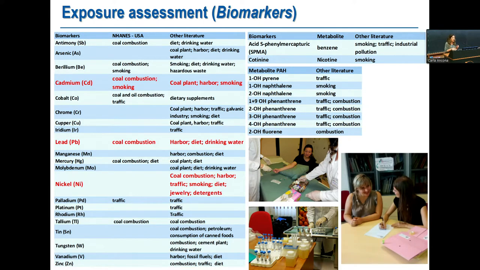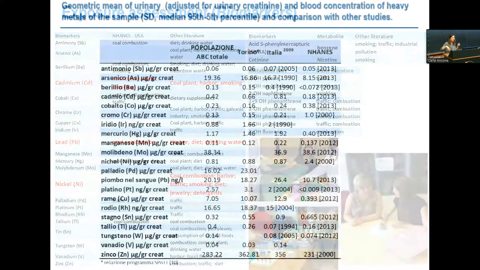I just want to discuss, almost finished, the metals. For example, cadmium, lead, and nickel, their toxicity is well known. We know that they can cause damage. They are related to coal combustion, to smoking, to combustion in general, to the harbor. And why can we say that? Because there are a lot of studies, maybe in the USA or in Europe, that we use to say that.